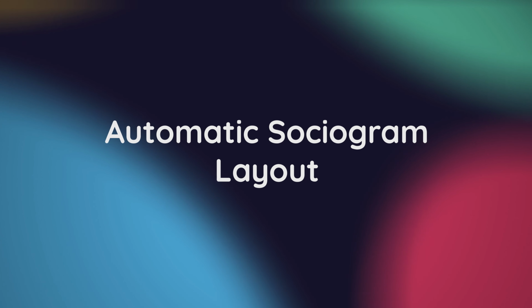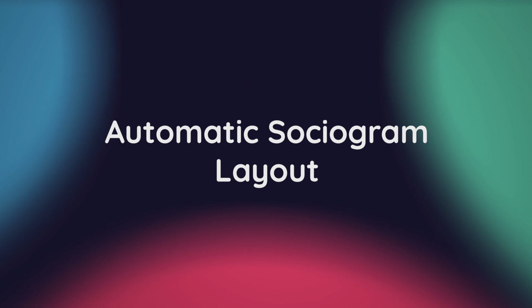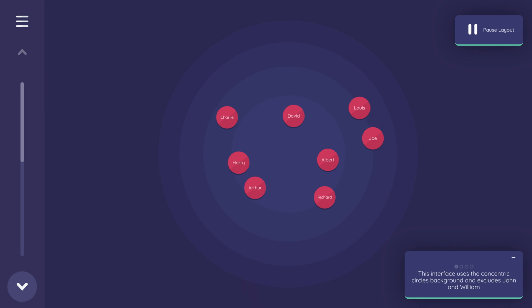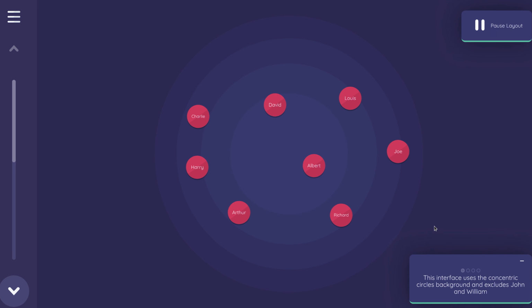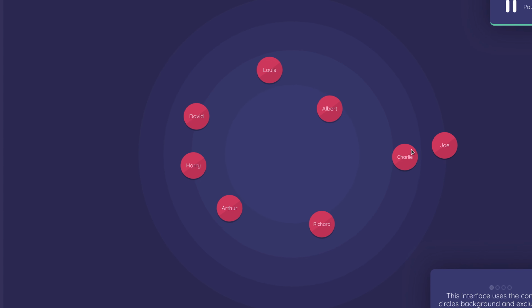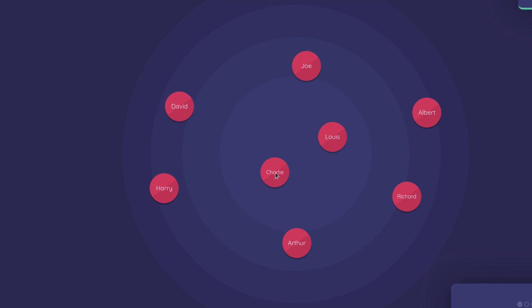We're also introducing an exciting new layout mode for the Sociogram interface. When enabled, the automatic layout mode uses a force-directed layout to position nodes around the screen. This layout runs in real time continuously and responds to dragging nodes and creating edges dynamically.